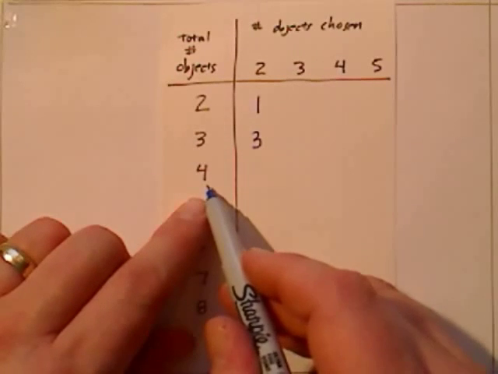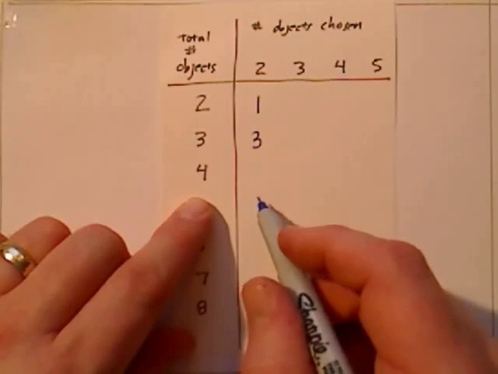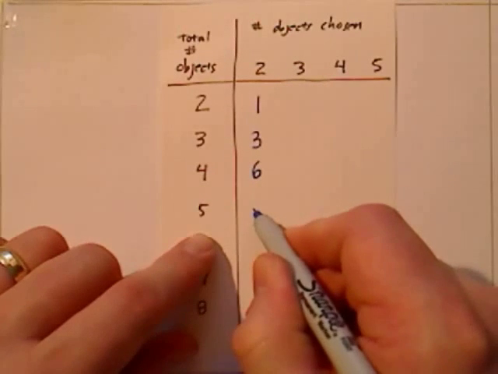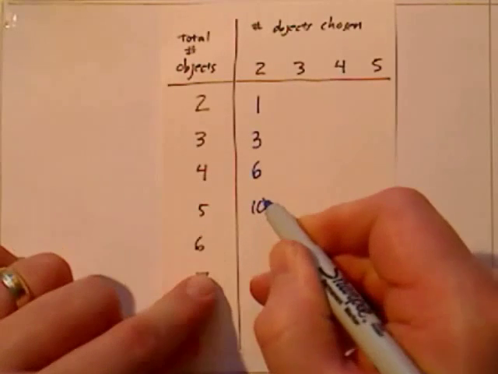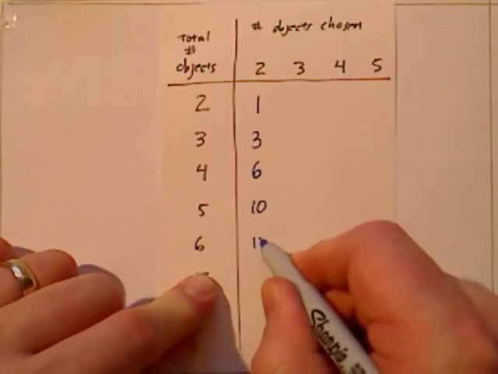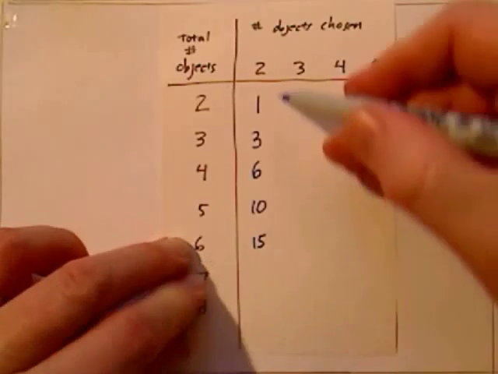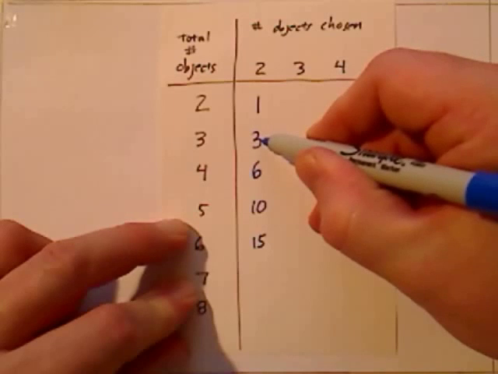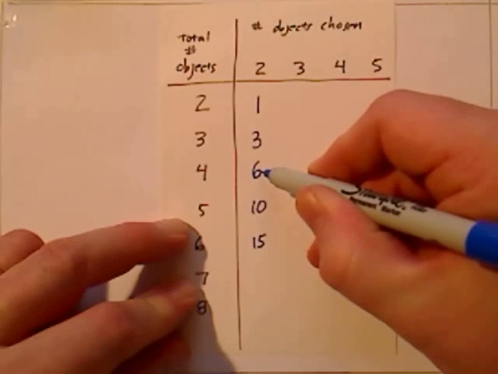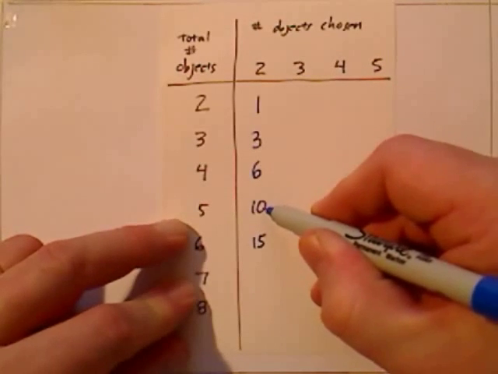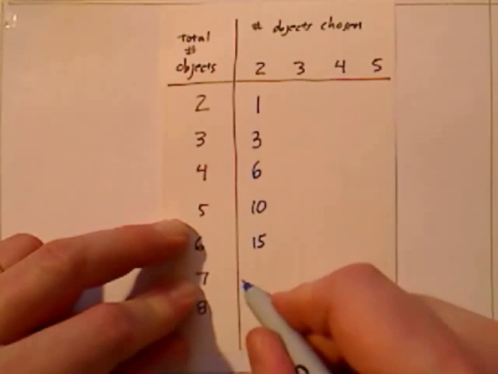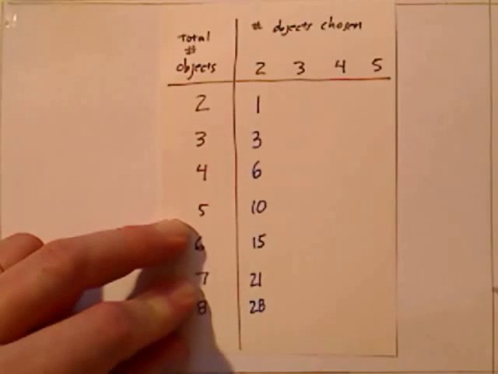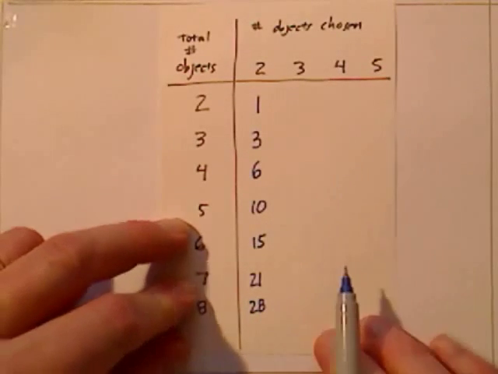If we brought in a 4th chipmunk and we wanted to figure out how many ways to choose 2, it was a 6. And then we got a 10 if we had 5 chipmunks. And if there were 6 chipmunks, we were up to 15 and so on. Now there's a definite pattern here. 1, add 2, you get to 3. Add 3, you get to 6. Add 4, you get to 10. Add 5, you get to 15. Add 6, you get to 21. Add 7, you get to 28, and so on. All you do is you keep adding 1 coming down this column.